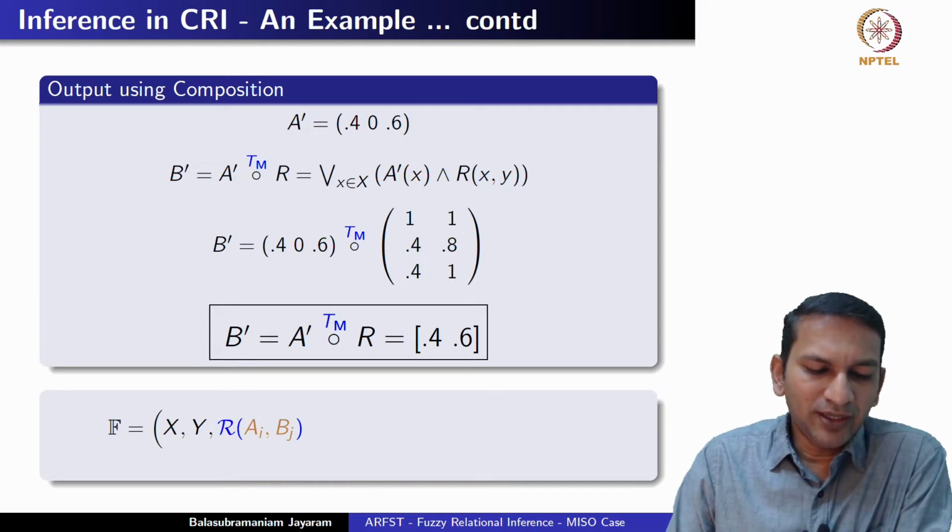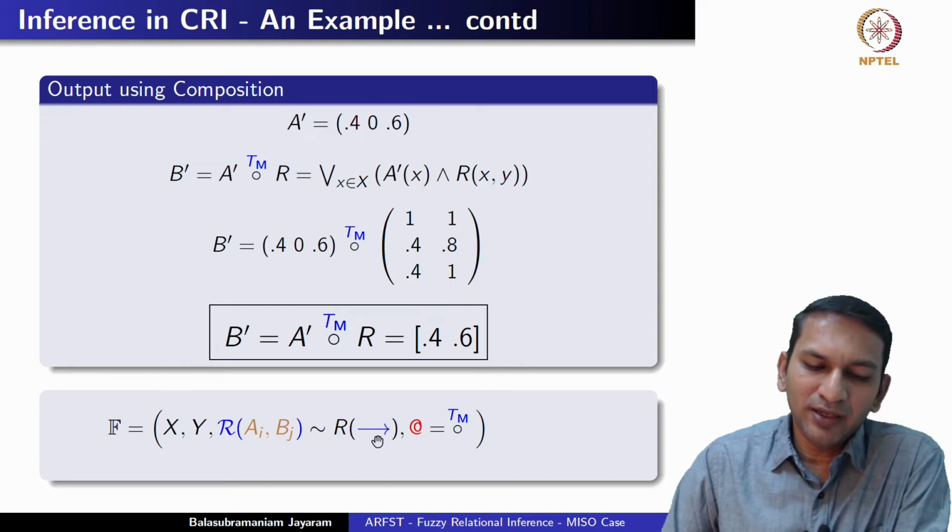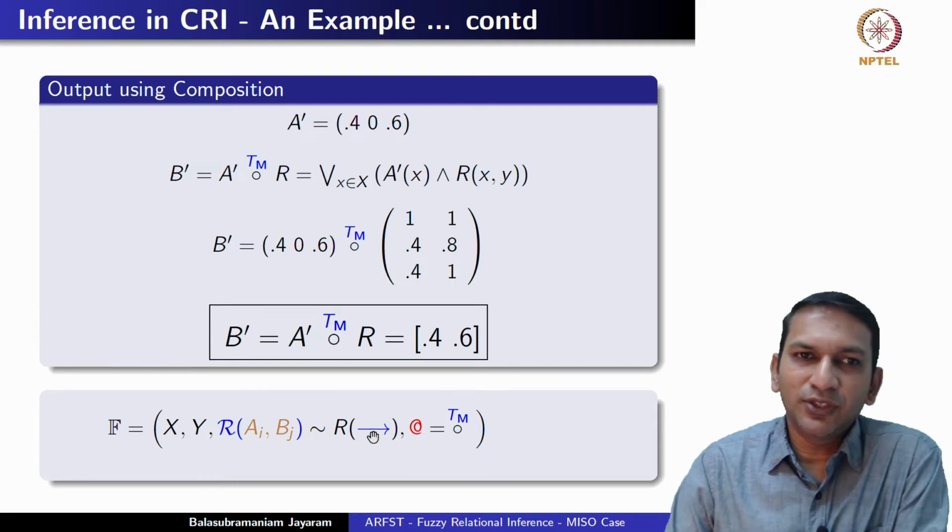Now firstly, if you look at it, there is an FRI, specifically it's a CRI. That means the composition is a SUP-T composition. In this case, we are using a SUP-min composition. But note that R is obtained by using the implication as the function f.